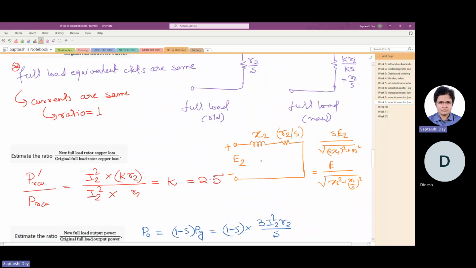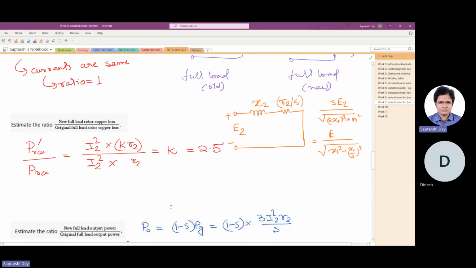E2 does not change with frequency. Impedance does not change with frequency. That means reactance does not change with frequency. That means this circuit is now frequency independent. Whatever circuit we had at the starting, same circuit we will have at any speed. That means the frequency of the stator circuit and the frequency of the rotor circuit are same. That means we can draw the equivalent circuits together where power flow is possible.